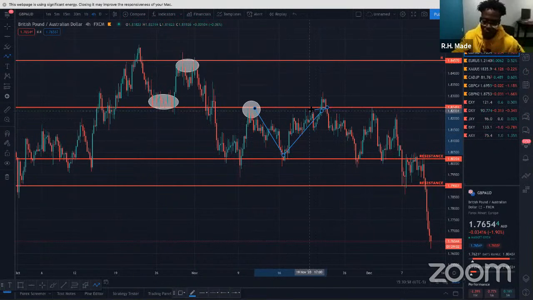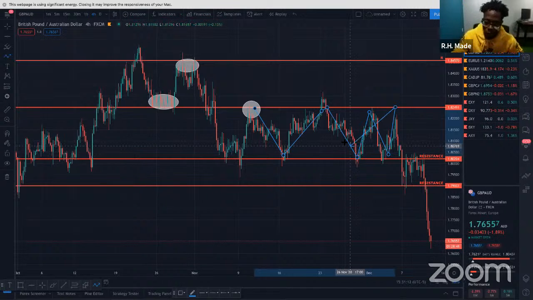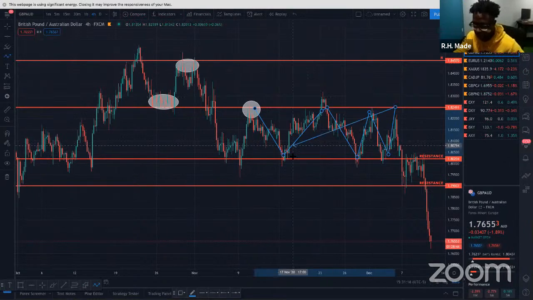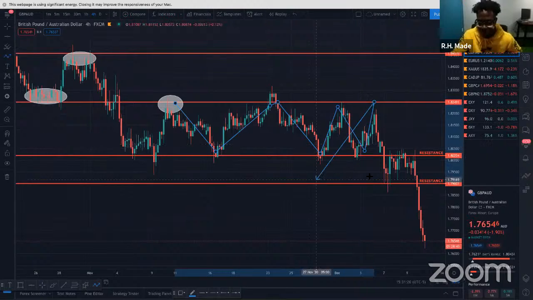But yeah, like I was saying, this support wasn't held, so it came back up. Resistance was held, came back down. Now it's just bouncing around. So this is what I'm talking about, a sideways market. You can go into this trade, you would sell the top and buy the bottom, but like I said, there's a lot of mess in between, so I'd rather not.